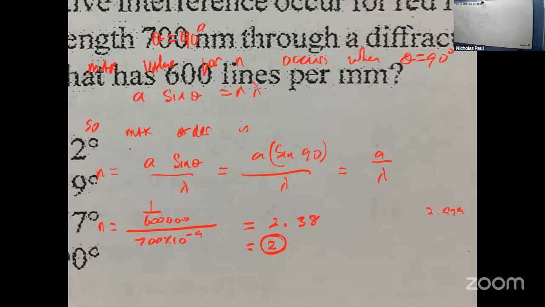Are you okay with that? Orders are integers. Right. So just make a note that we always round down, right?